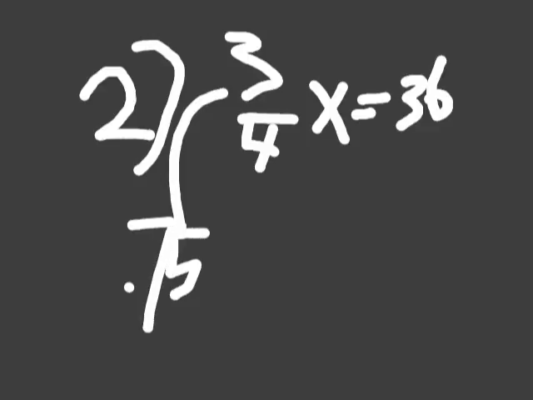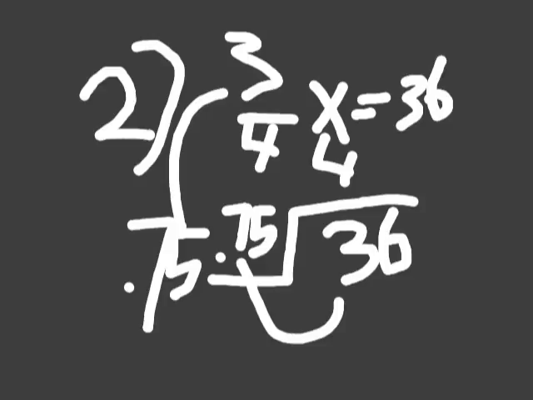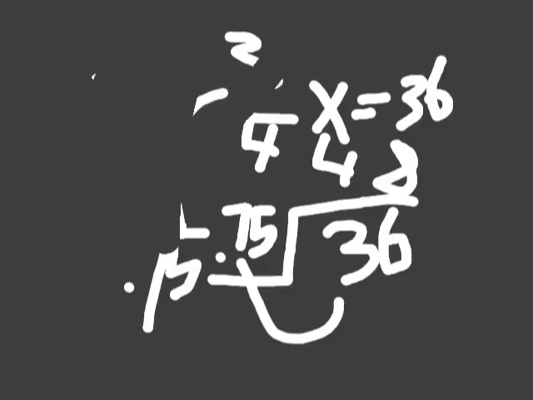Then, since this is multiplying by x to get 36, you do the inverse operation to get x. So 36 divided by 0.75. And so the answer would be 48. So the solution set would be 48.